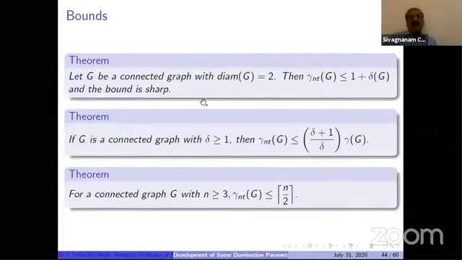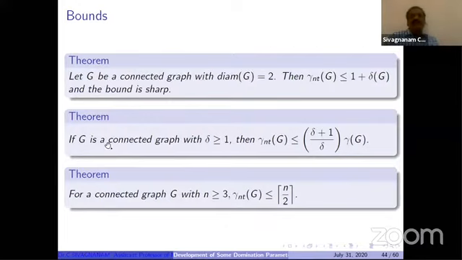Another bound involves the minimum degree delta. Let G be a connected graph with diameter of G equal to d. What is the meaning of diameter? We know it is the length of the longest path. Then gamma nt of G is less than or equal to 1 plus delta of G, and the bound is sharp for the star graph.